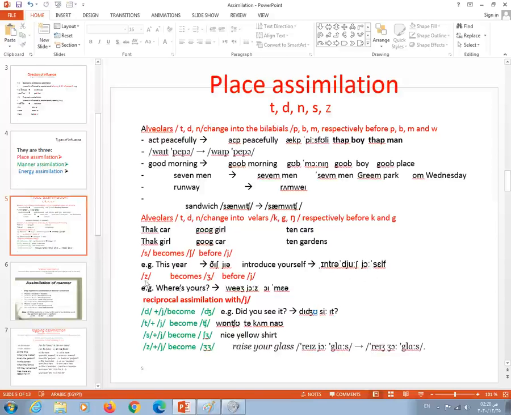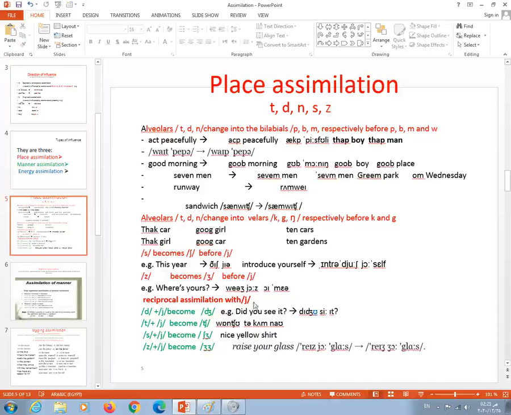Okay. Second, z: if it is followed by a ya, it turns into a j. Why? Because s and sh are voiceless, and z and j are voiced. Okay, so let's say where is yours? Where is yours? Where is yours? So here s becomes sh and z becomes j.